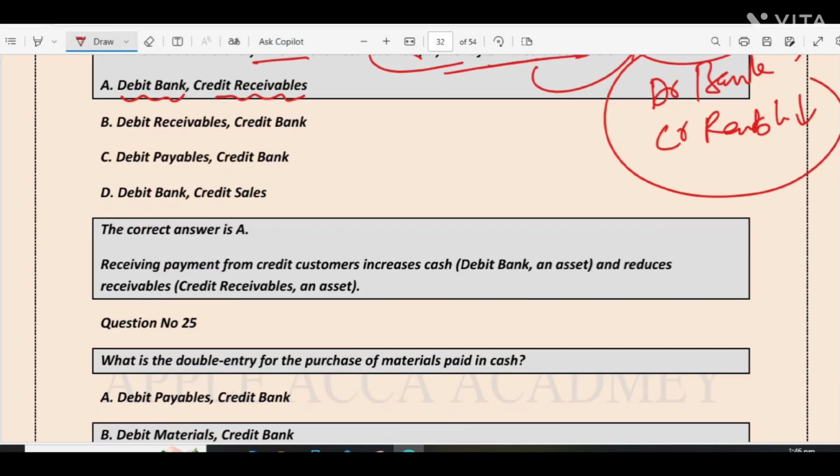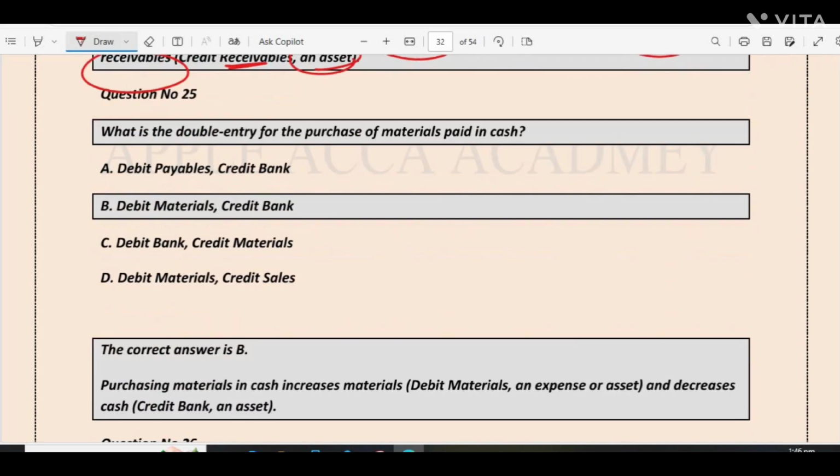Receiving payment from credit customers means an increase in cash, so the debit will be the bank, meaning the asset, and reduced receivable, that is a credit to receivable, which is also an asset. So both are assets: one asset is increasing and the other asset is decreasing. Now let's move on to question 25.